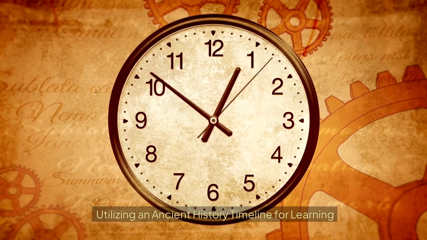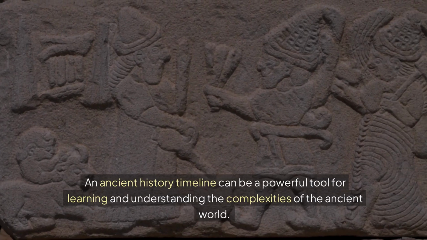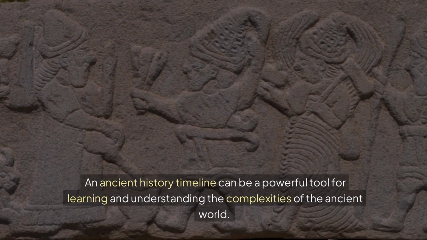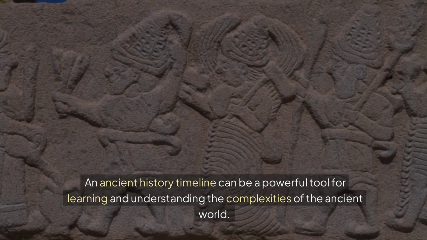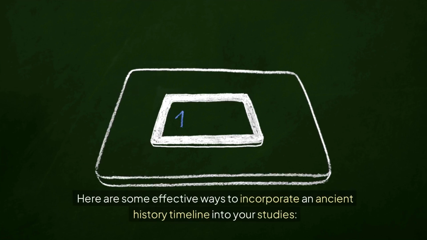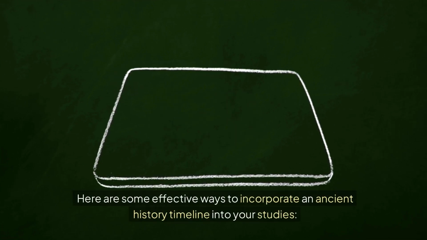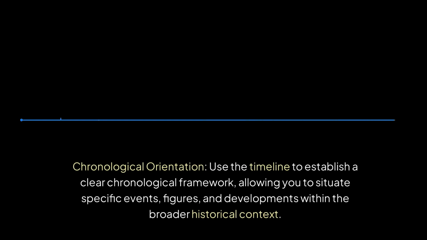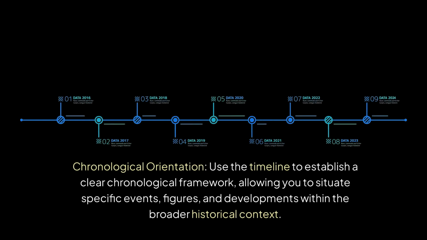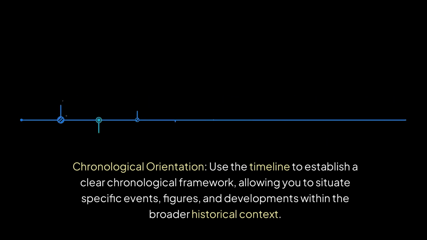Utilizing an ancient history timeline for learning. An ancient history timeline can be a powerful tool for learning and understanding the complexities of the ancient world. Here are some effective ways to incorporate an ancient history timeline into your studies. Chronological orientation. Use the timeline to establish a clear chronological framework, allowing you to situate specific events, figures, and developments within the broader historical context.